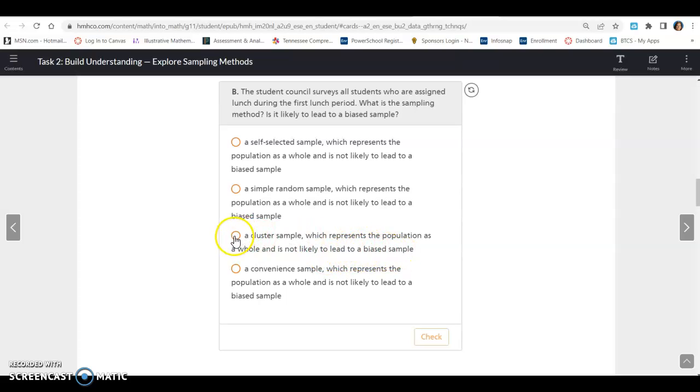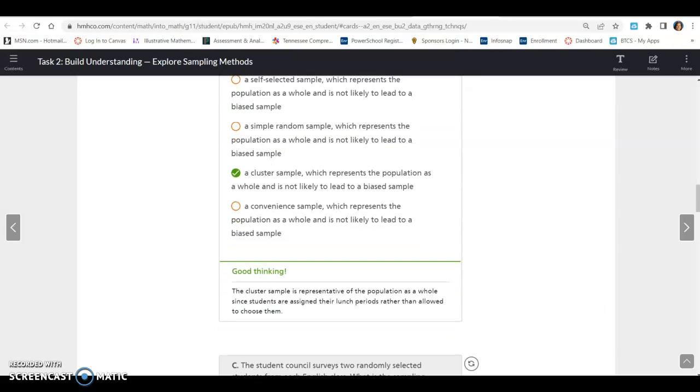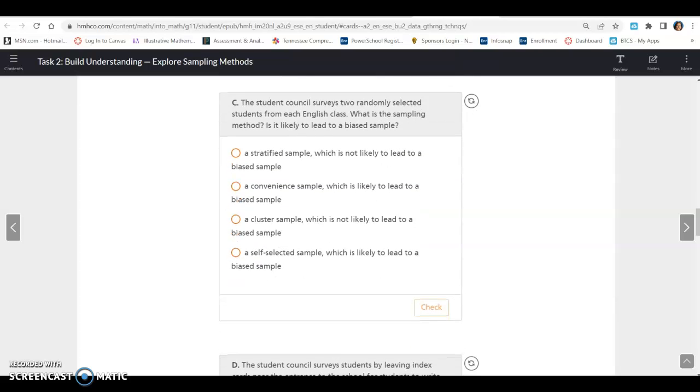As long as everybody assigned to first lunch is random and it's not like all one grade or something like that, then that would still be a random sample and it would not lead to a bias. All right, the student council surveys 2 randomly selected students from each English class. What is the sampling method? Is it likely to lead to a bias?